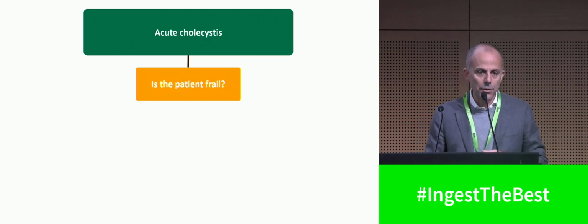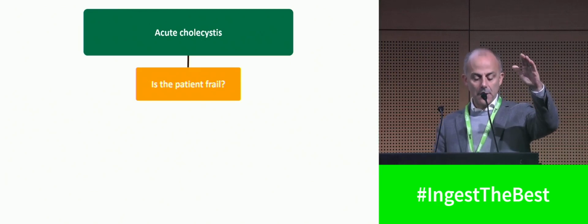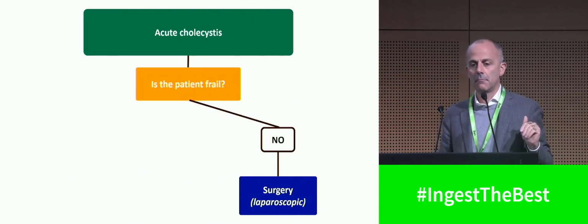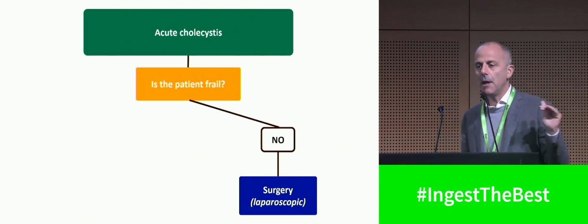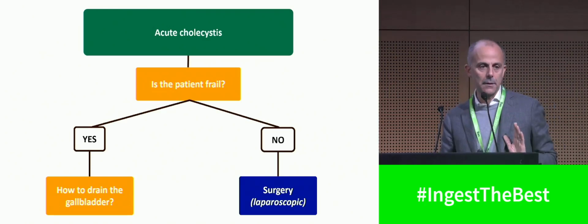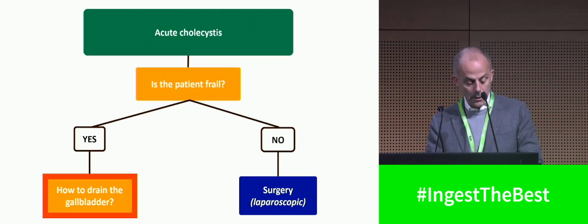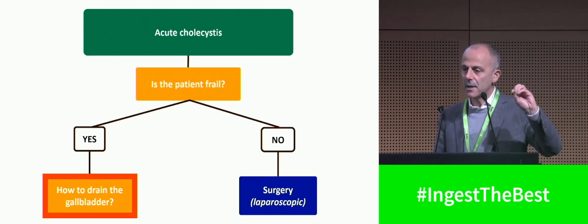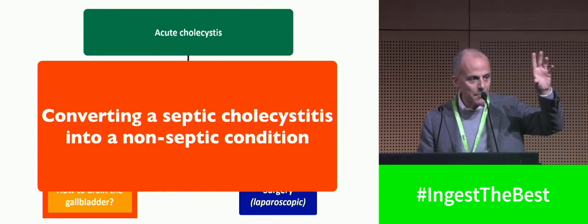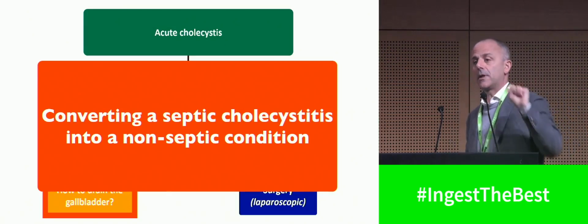Basically, in this kind of condition, we should ask ourselves, in a patient with acute cholecystitis, is the patient frail? If he's not, just go to the theater, no worries. If yes, maybe we need to think about what to do in that moment, and probably how to drain the gallbladder. Because basically, here we have a systemic problem, and we need to convert a septic situation into a non-septic condition.